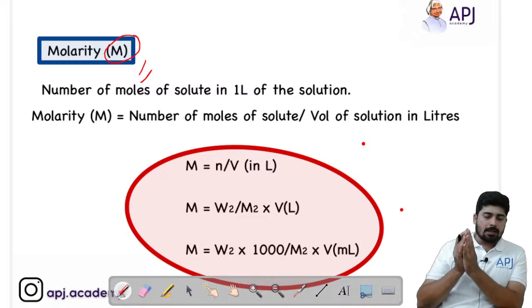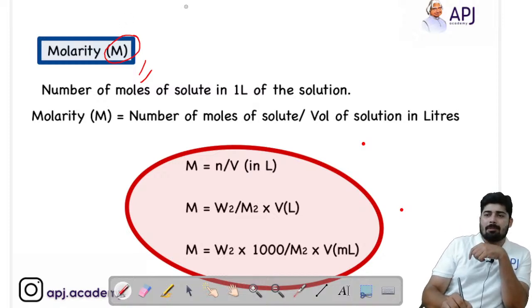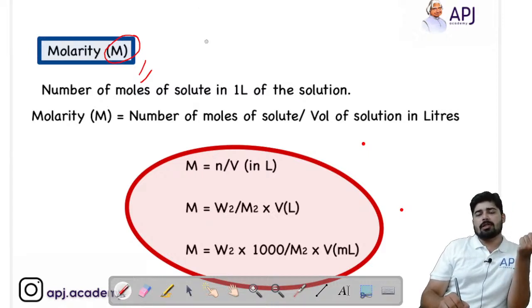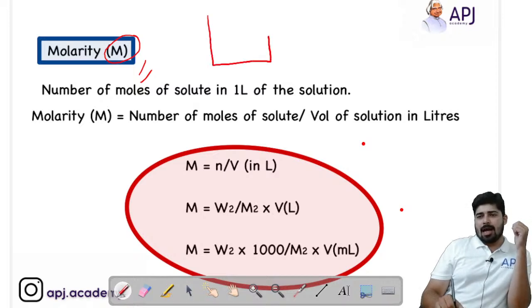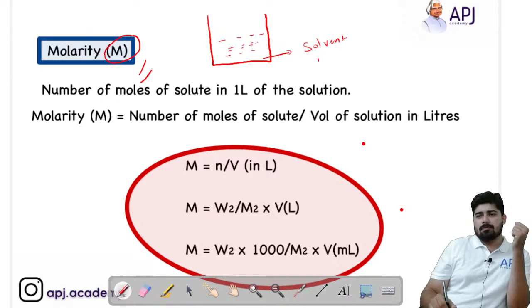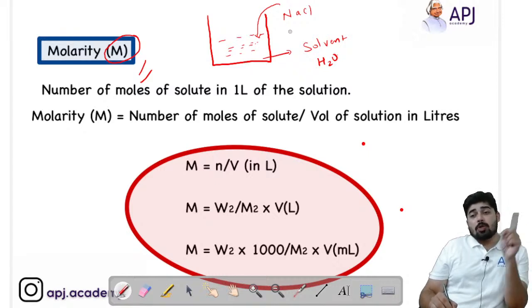So see students, how are we going to represent, or measure, the concentration of a solution? First, let's discuss what a solution is. I have considered a container which consists of water. I'm taking water because it is the universal solvent, so it's a solvent. I have taken water, and if I add some solute into it, say NaCl, the solvent has now converted into a solution.